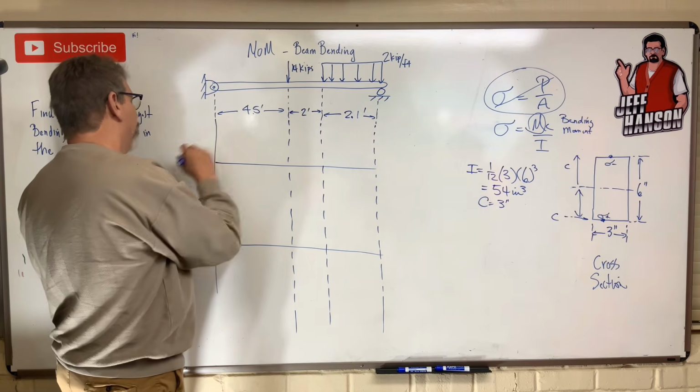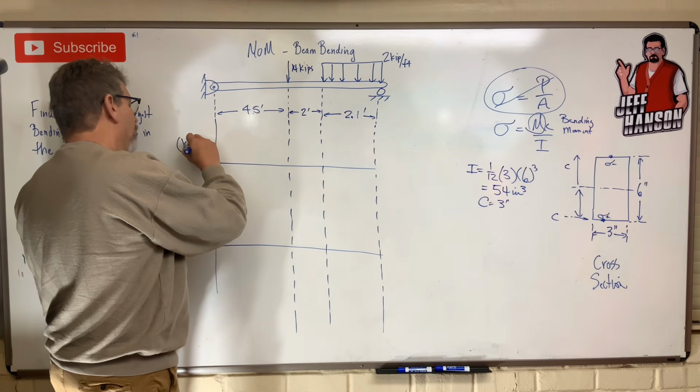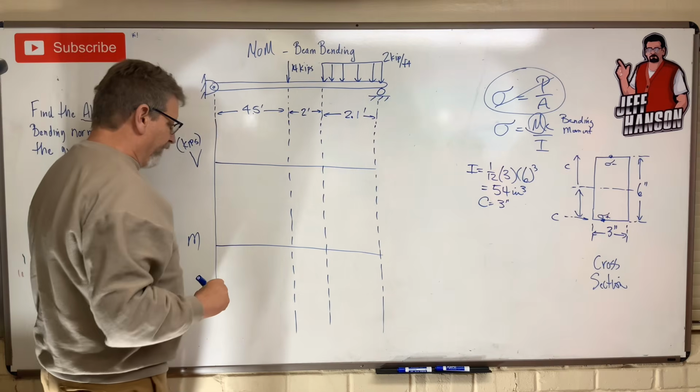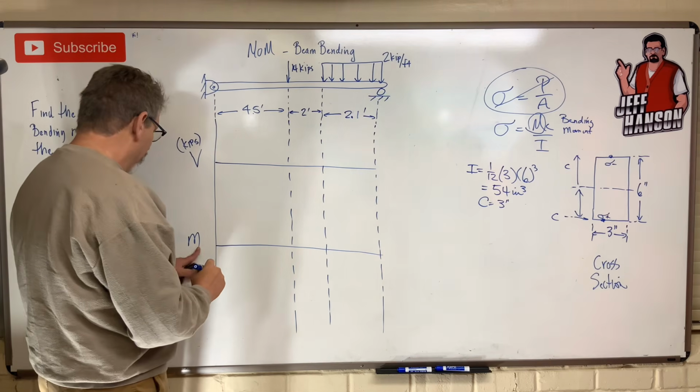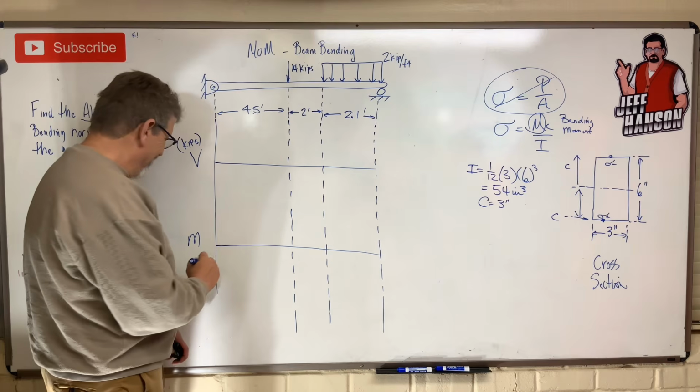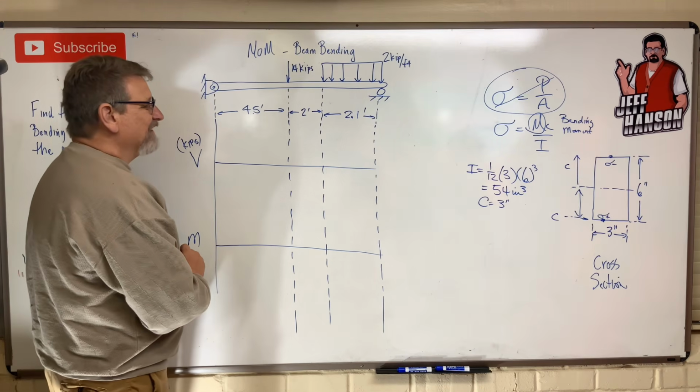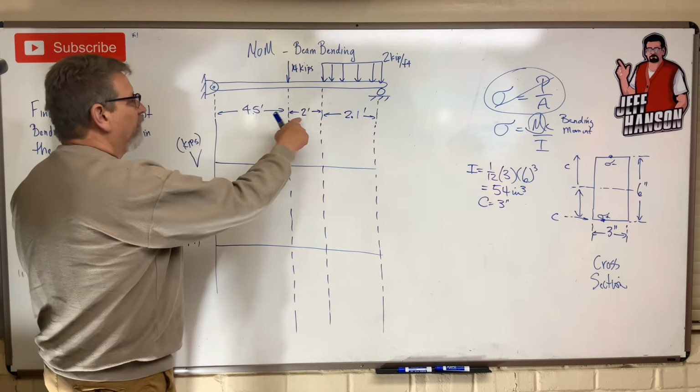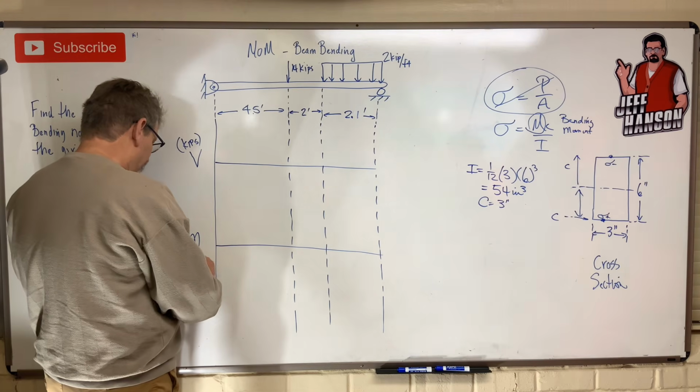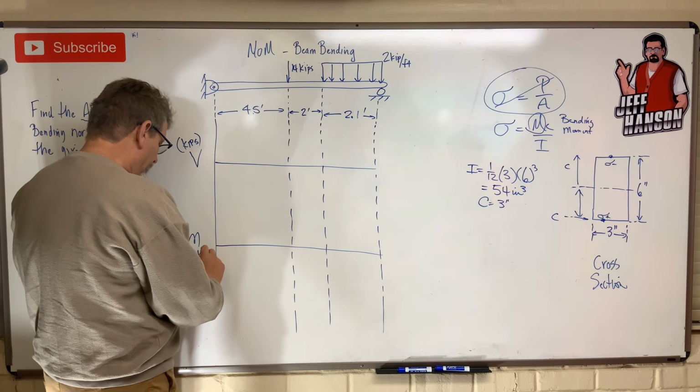V is in kips. Oh, my European viewers love them some freedom units from America. Okay, sorry y'all. And M, what is M? That's going to be in foot kips.